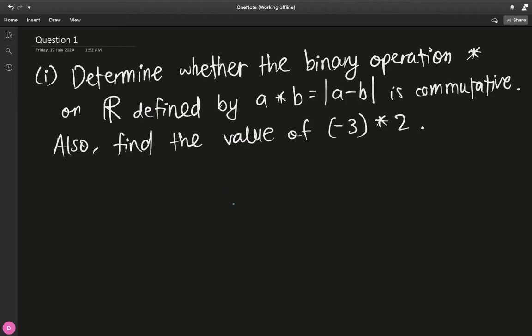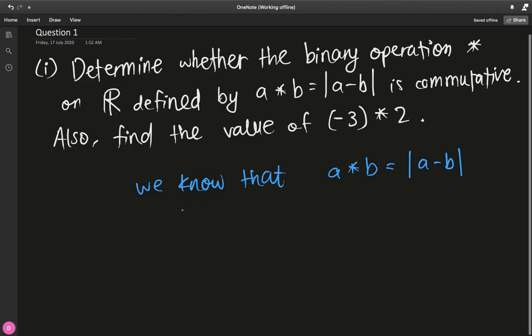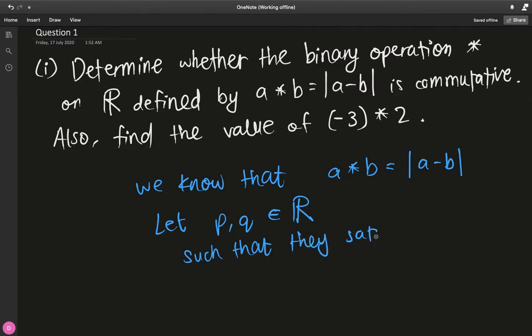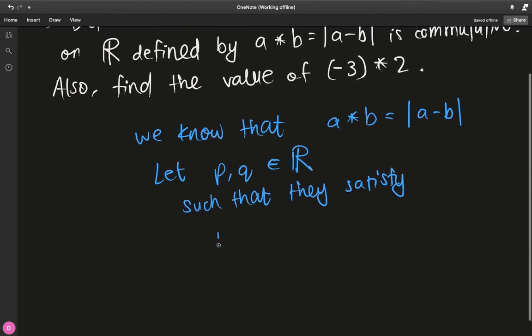Okay, so let's get started now. So we know that A asterisk B is given by the absolute value of A minus B. So now what I'm going to do is let P comma Q be two elements of the set of all real numbers such that they satisfy the binary operation P asterisk Q is equal to, by definition, absolute value of P minus Q. Let P and Q satisfy this operation.